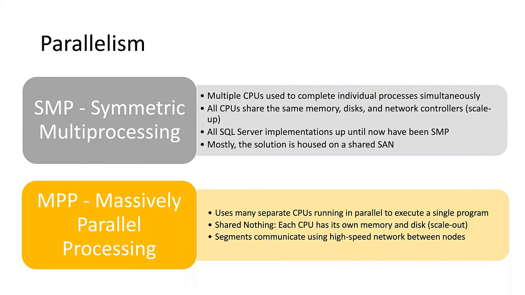With massively parallel processing, it uses separate CPUs running in parallel, but each CPU has its own memory and disk. So this is a scale-out model, and segments communicate using a high-speed network between nodes. So this is a really good design for a data warehouse because you're not updating it that frequently.